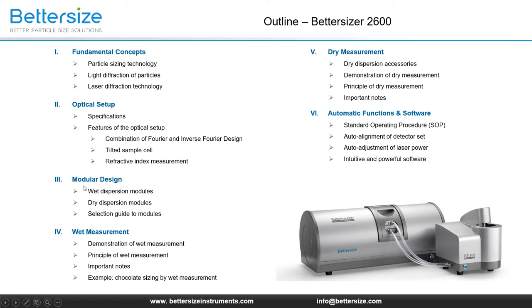Next, I will show its modular design for fast and easy switch between wet and dry dispersion modules. I will walk through the wet and dry measurements respectively, with respect to demo, principle, and important notes, etc. Last but not least, as a highly automatic instrument, Bettersizer 2600 owns intelligent functions and powerful software, which will be explained in detail in the last section.